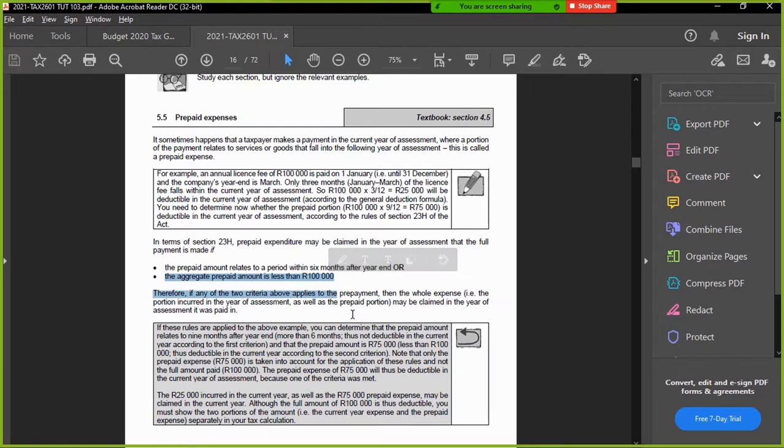Happy with that? Okay, the time isn't so important if the amount is less than 100,000. It's "or." Or means one or the other. It doesn't have to be both.